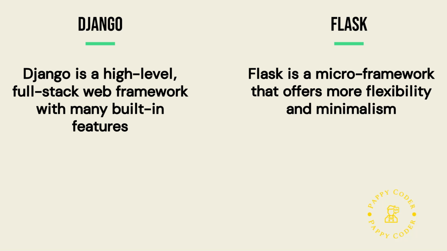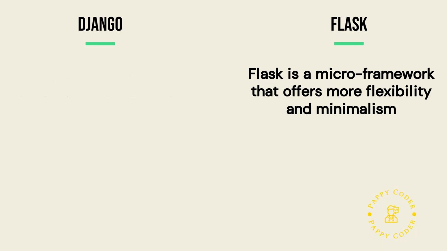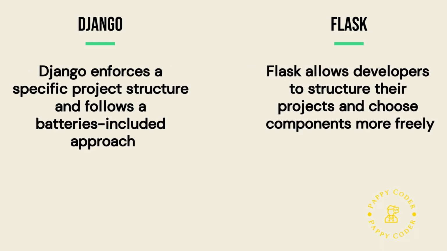Django is a high-level, full-stack web framework with many built-in features, while Flask is a microframework that offers more flexibility and minimalism. Django enforces a specific project structure and follows a batteries-included approach, while Flask allows developers to structure their project and choose components more freely.